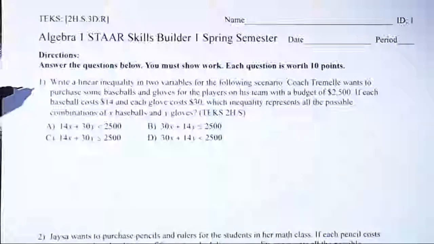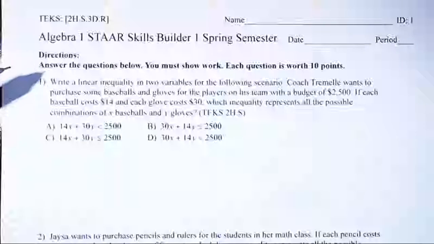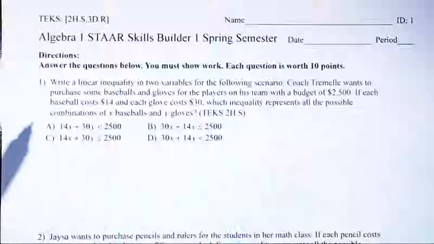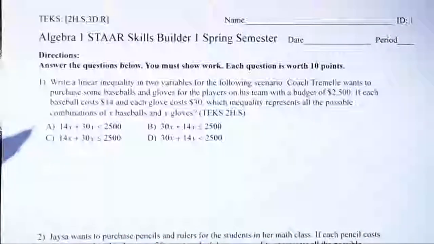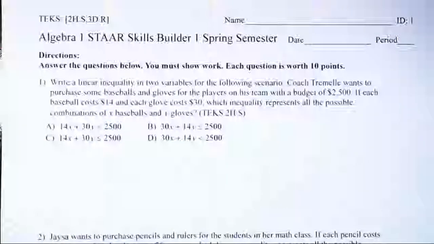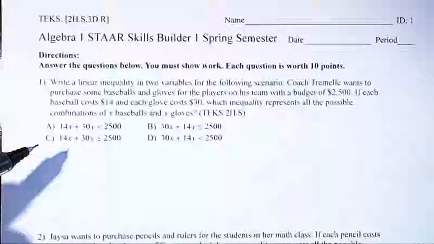Number 1. Write a linear inequality in two variables for the following scenario. Coach Trammell wants to purchase some baseballs and gloves for the players on his team with a budget of $2,500. If each baseball costs $14 and each glove costs $30, which inequality represents all the possible combinations of X baseballs and Y gloves?